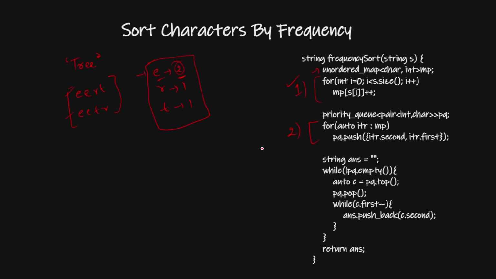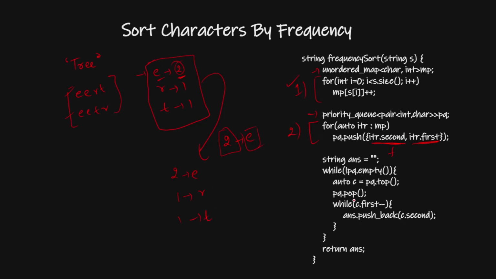We have two types of heap, which I can discuss in another video. So right now I'm using this max heap. So this will be like 2E. First of all I am storing the frequency, and then I am storing the character. Now this map may be in random order, not in sorted order. So this will be converted into 2E, 1R, 1T. This will be in this order.